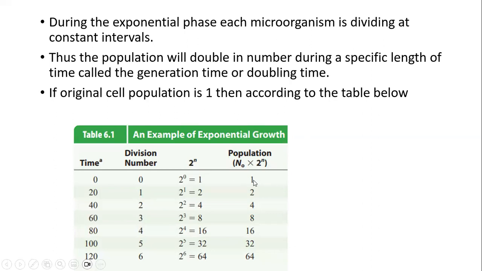If we assume that the original cell population is 1, then as represented in the table below, suppose 20 minutes is the generation time or the cell division time, then at 0 time, no cell divisions have happened. So the number of divisions is going to be 0.